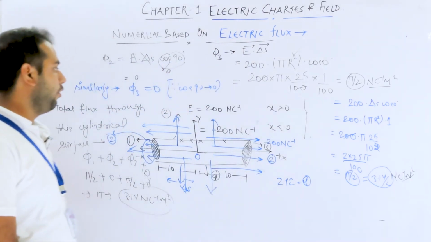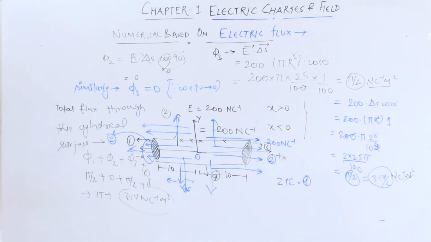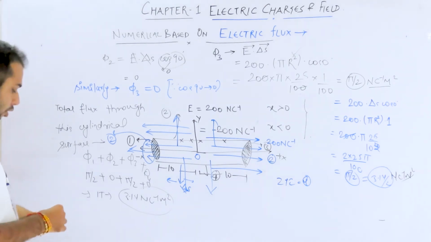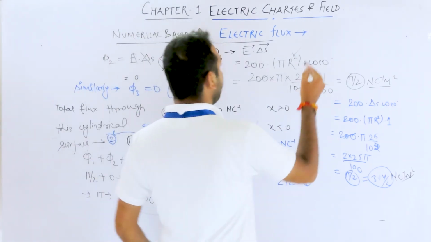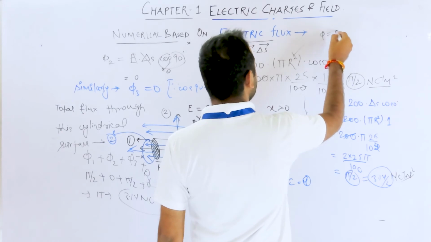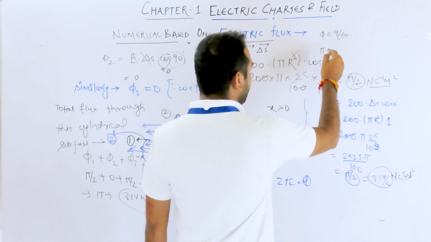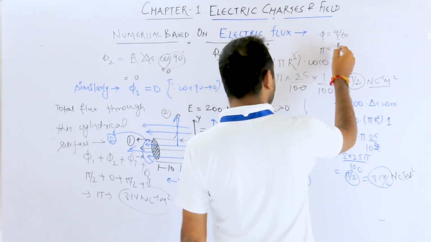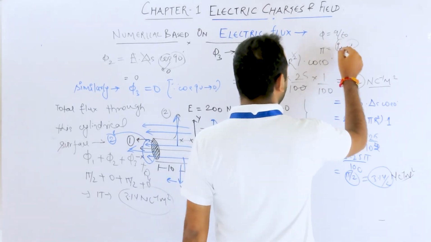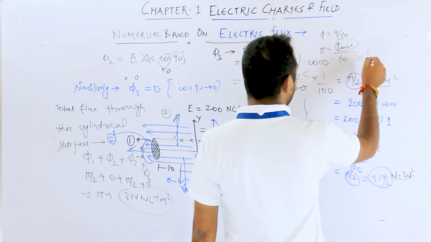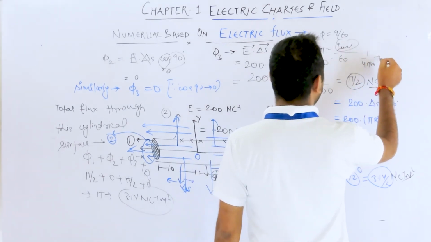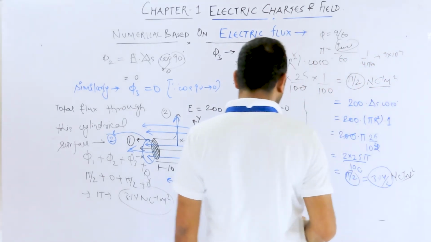So flux is a scalar quantity. That's how you will calculate flux, and you can easily calculate the charge inside the surface simply by applying Gauss's law, which says phi is equal to q by epsilon naught. So phi in our case is pi, and q is what you want to calculate, that is our aim. And we all know 1 upon 4 pi epsilon naught is 9 into 10 to the power 9. So let's do that calculation.